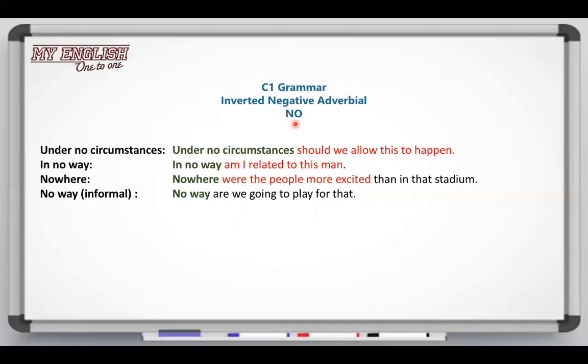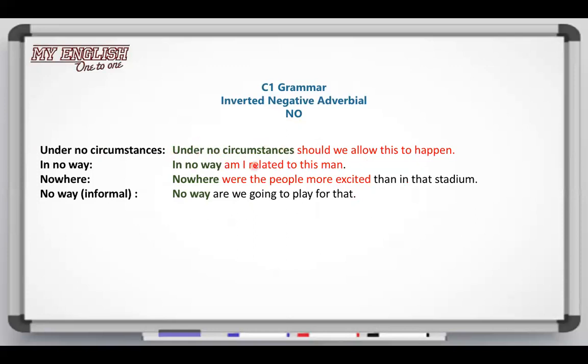Now we have another with the word no. Check, it's not the same as not, it's the word no. For example, under no circumstances, in no way, nowhere, no way. So this one, no way, is very informal. Anyways, let's check this one. Under no circumstances. Under no circumstances should we allow this to happen.